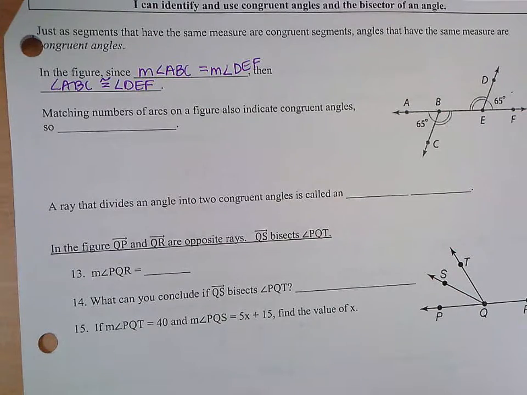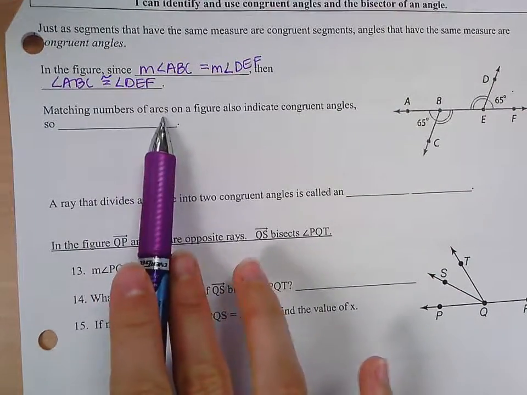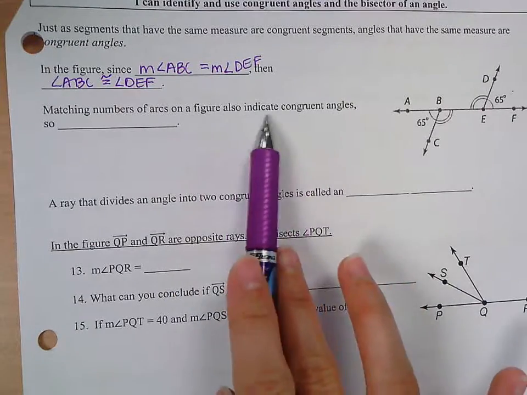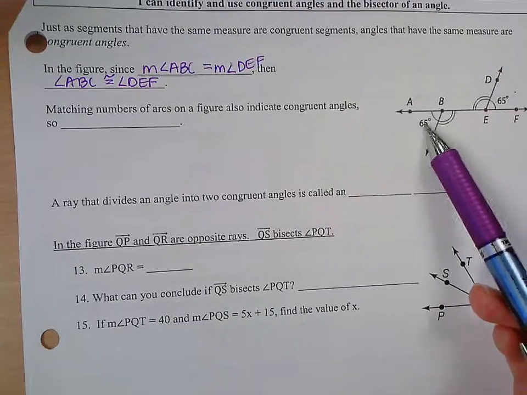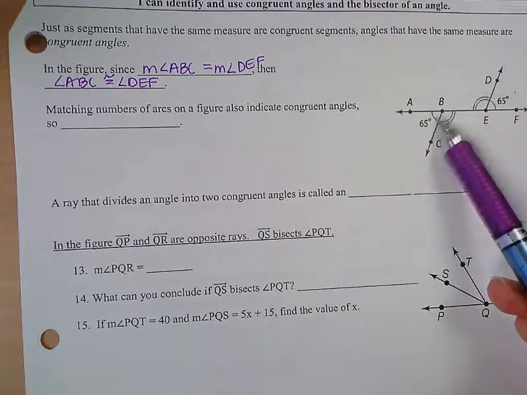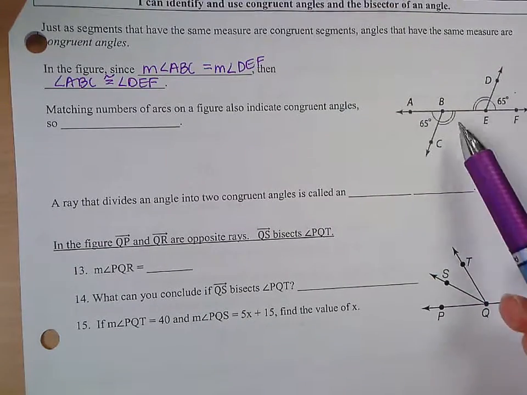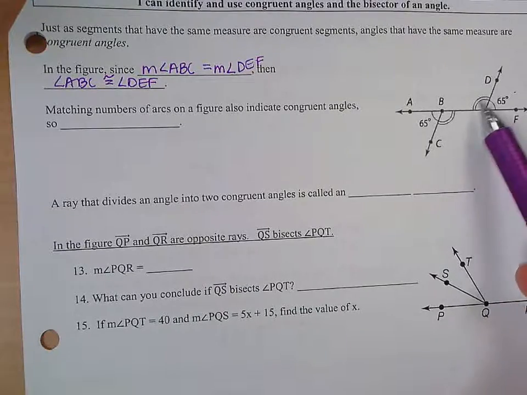And then it says matching numbers of arcs on a figure also indicate congruent angles. So matching numbers of dashes on segments indicate congruent segments. Matching numbers of arcs indicate congruent angles. So you can see ABC and DEF both had one arc to represent they were congruent. So then I can also say these two angles with the two arcs are congruent.